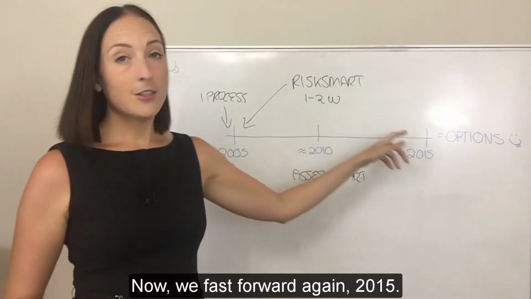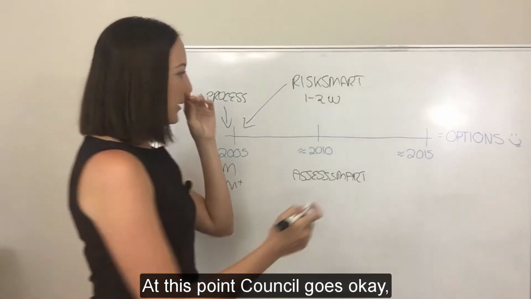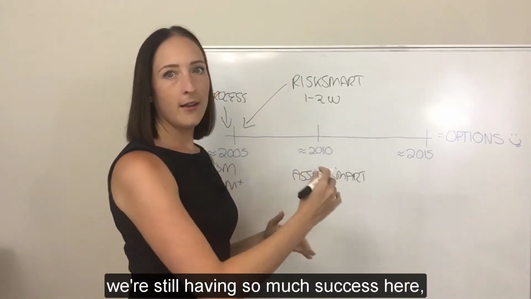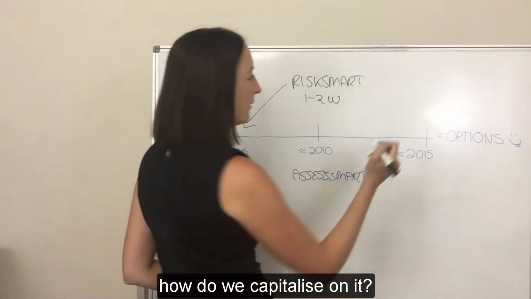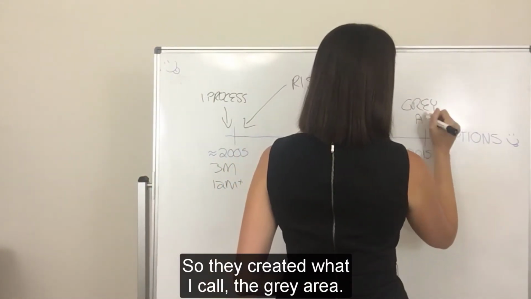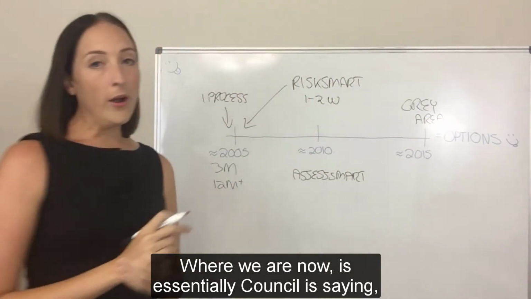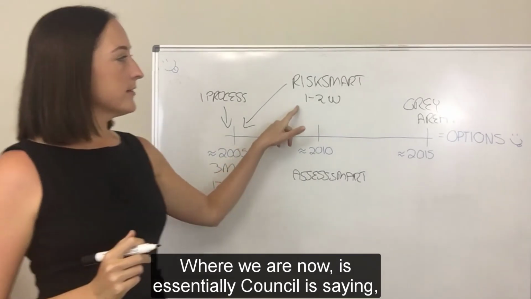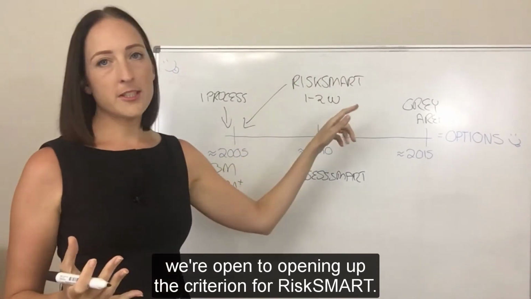Now, we fast forward again, 2015. These are approximate sort of dates. At this point, council goes, okay, we're still having so much success here. This is going so well. How do we capitalise on it? So they created what I call the grey area. Where we are now is essentially council is saying we're open to opening up the criterion for RiskSMART.